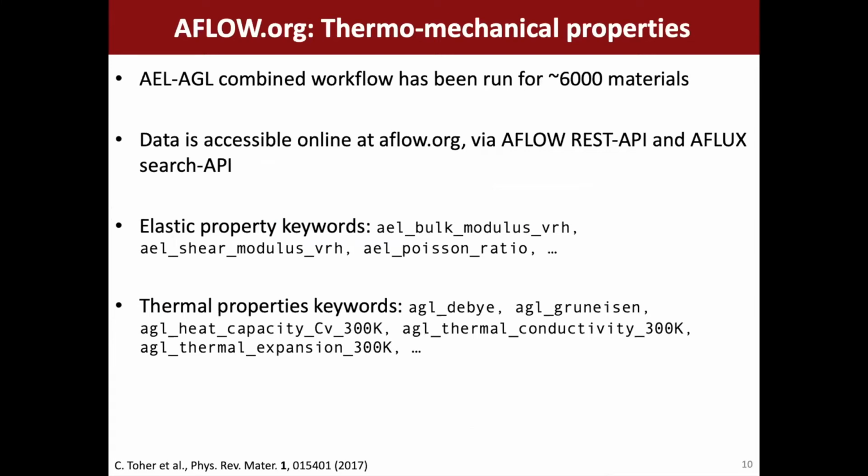Okay. So we have combined this workflow, whereby we run AEL, then we use the Poisson ratio from AEL in the AGL calculations, and it's one integrated workflow within AFLOW. It's been run for over 6,000 materials now. The database is accessible at aflow.org by the REST API and AFLUX that Dr. Esther showed you yesterday. So the keywords are things like AEL_bulk_modulus_VRH, which we were using, for example, yesterday in some of the exercises. We also have things like the shear modulus, the Poisson ratio, and so on. Similarly, you have thermal properties keywords for the Debye temperature, Grüneisen parameter, heat capacity, thermal conductivity, thermal expansion, etc.